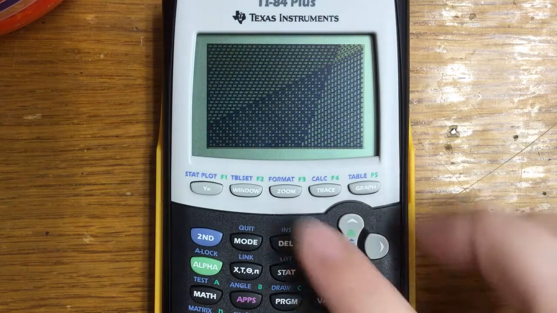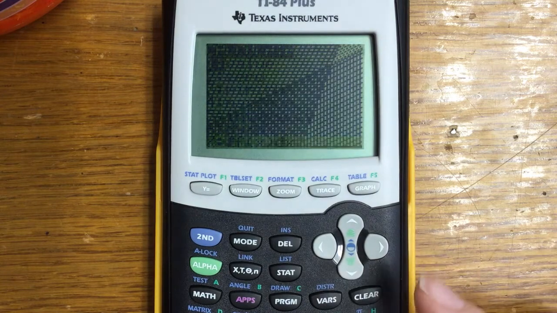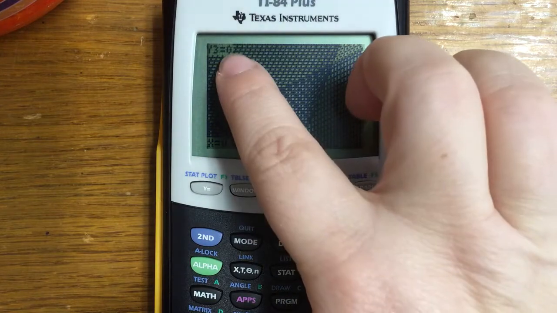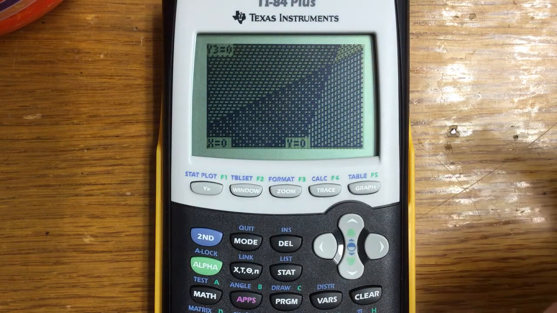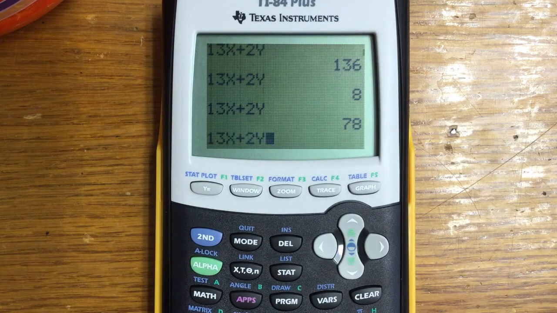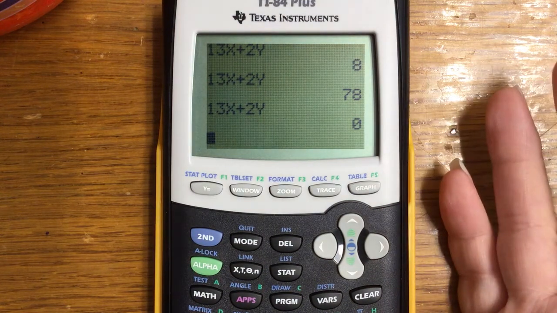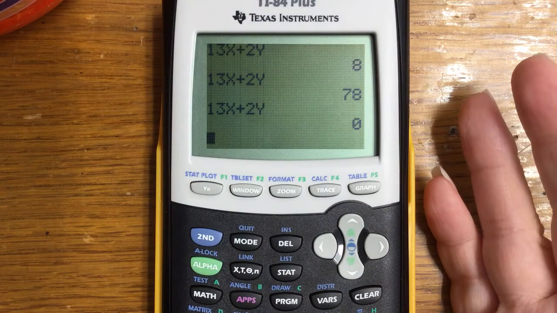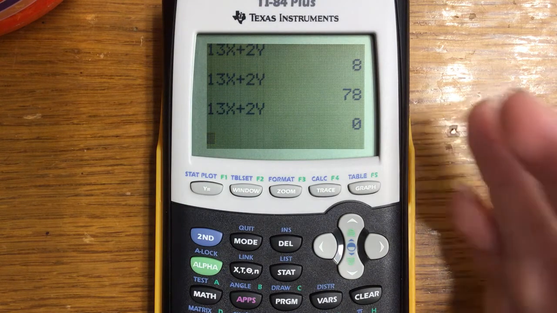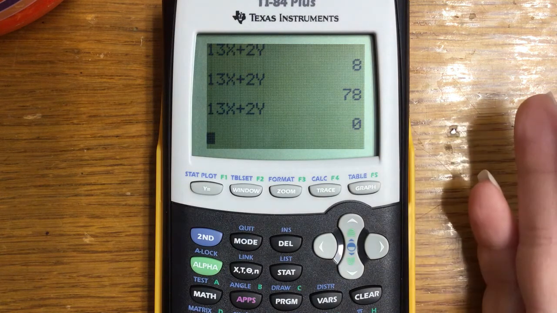Now, if I go back to the graph, I'm also curious about the point 0, 0. So I could go back, second calculate. I want a value when x is 0. And I'm just going to arrow down until I get to the third equation, 0, 0. Just to practice how we do this, I quit out of that. Second, enter, enter. And it makes sense that if I put in 0, 0, my objective function is 0, right? So I've got all those on my screen, and I can decide that the maximum value happened at the first intersection point, which was 8 and 16. And that's how you do it.